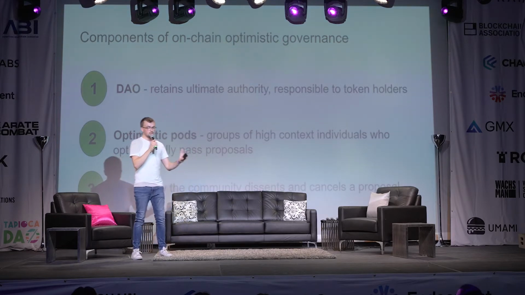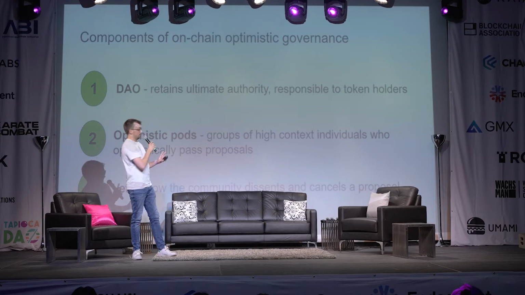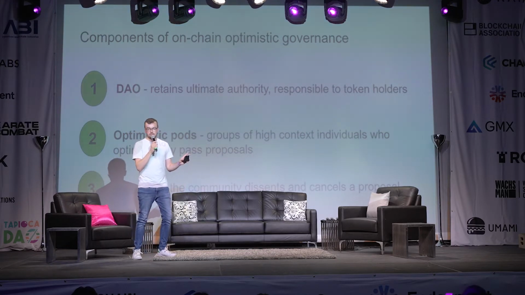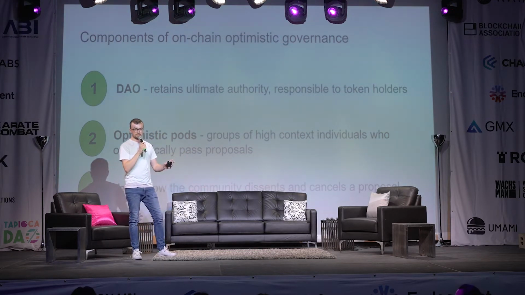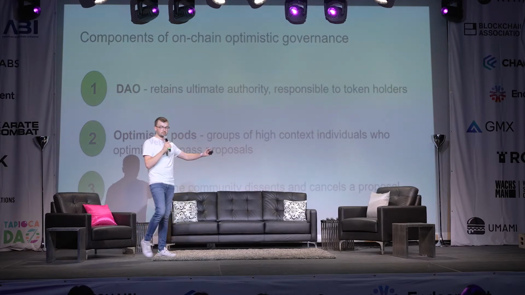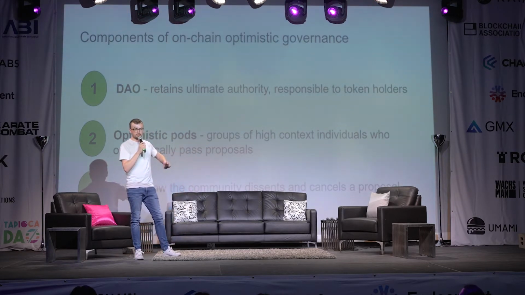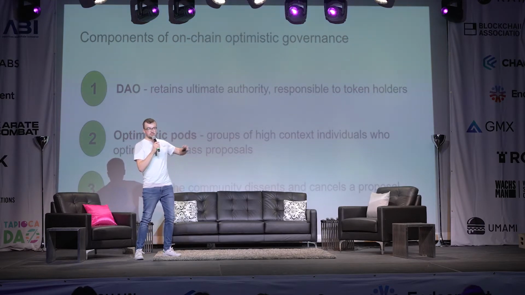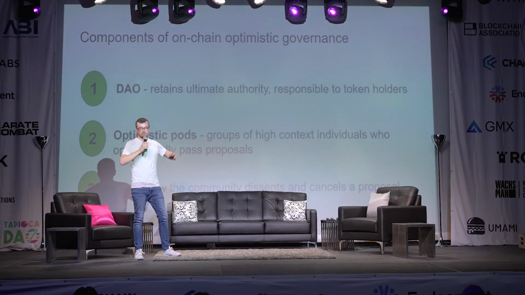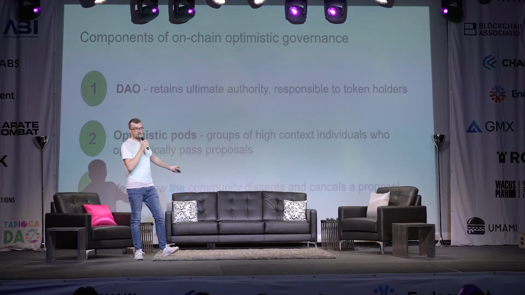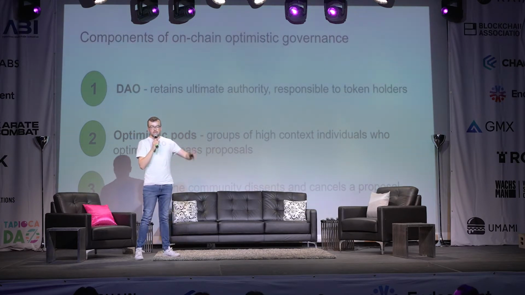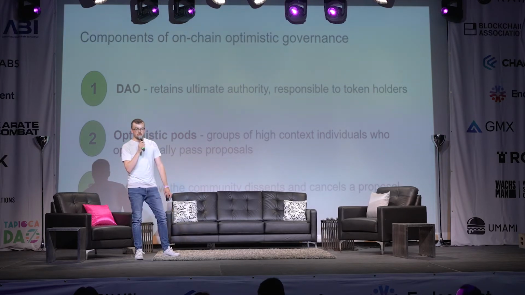There's a DAO. Ultimate authority, it can overrule anything, can change the system if it wants to. An optimistic pod, or several optimistic pods, which will enact some proposal optimistically. Maybe they're going to change some fees. Maybe they're going to deploy some new smart contracts. You can have many different pods where you have experts in different parts of the system looking after it. They're almost like working groups for different parts of a protocol. And then some on-chain mechanism to allow the community to stop any proposal that they think needs more discussion or they don't agree with.